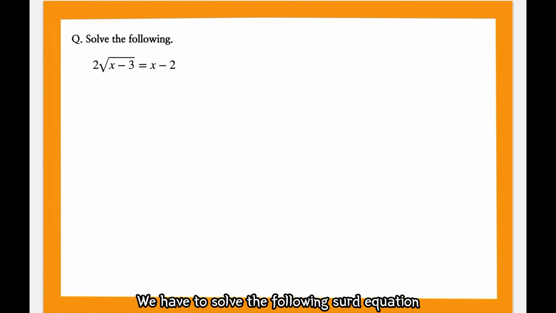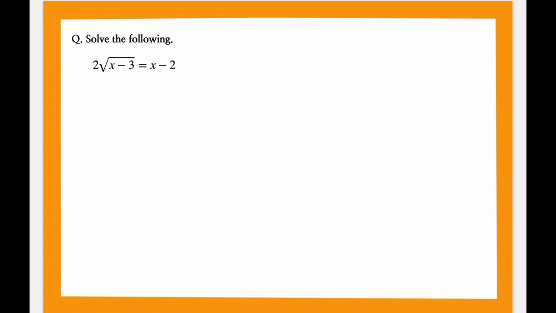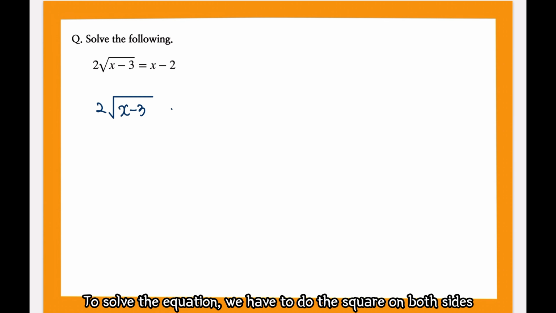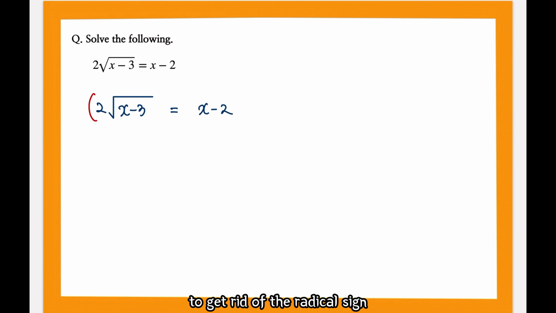Here's today's question. We have to solve the following third equation. Before we start, let me rewrite the equation first. To solve the equation, we have to do the square on both sides to get rid of the radical sign.